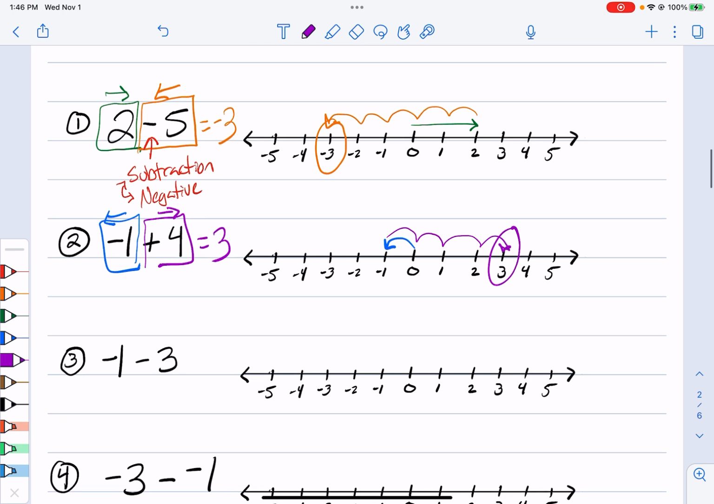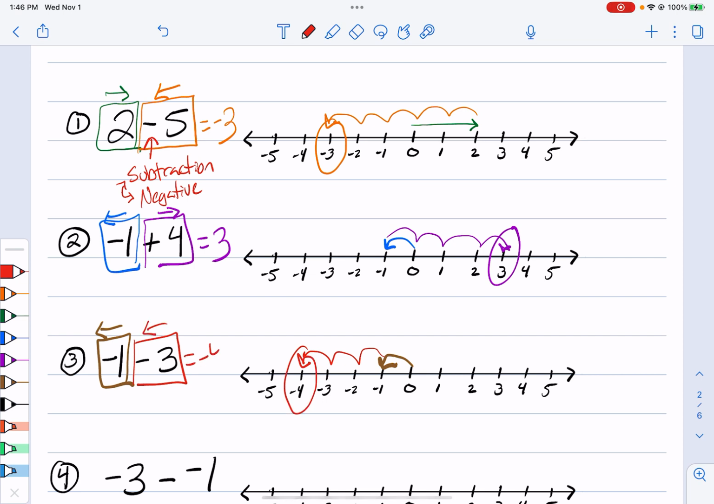Our next problem, number 3. So first I'm going to go to -1. So I'm going to go to the left 1. So I went to the left 1. I'm just kind of putting my arrows for which direction I went at the top. Then I'm going to go to the left 3 again because I'm subtracting 3 more. 1, 2, 3. I ended up at -4. So this one is a -4.